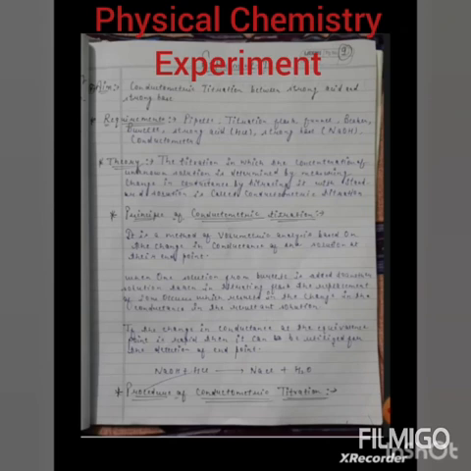Today I explain the experiment of physical chemistry in which we perform conductometric titration between strong acid and strong base. In this experiment, we need pipette, titration flask, funnel, beaker, burette, strong acid HCl, strong base NaOH, and conductometer.